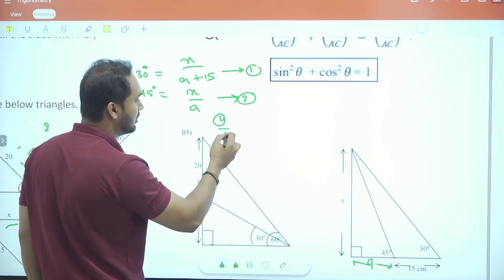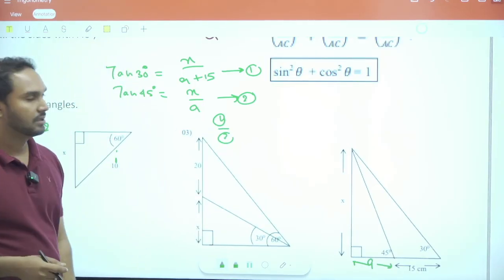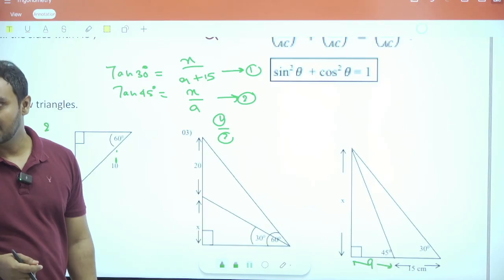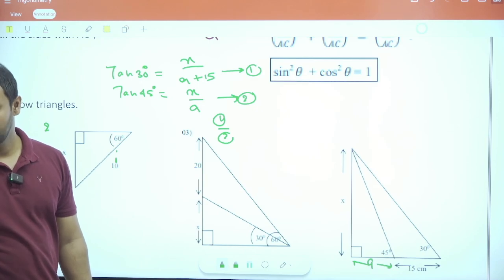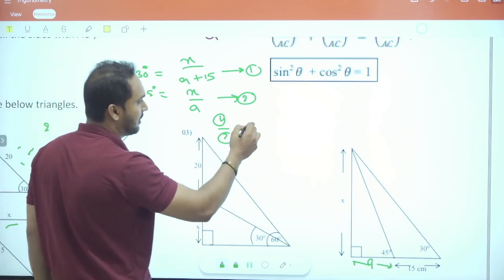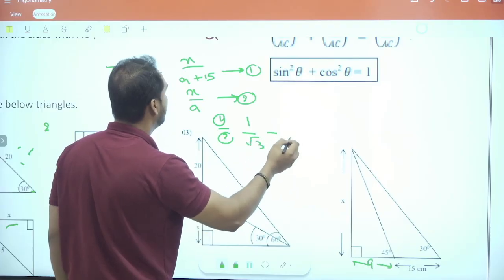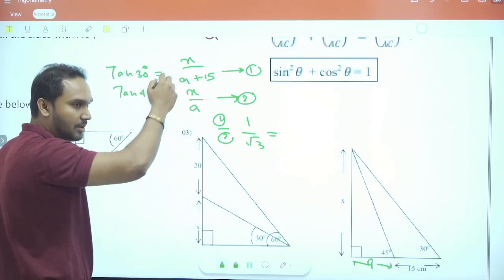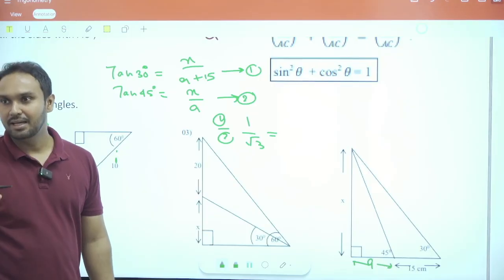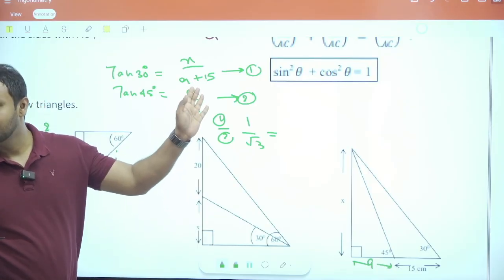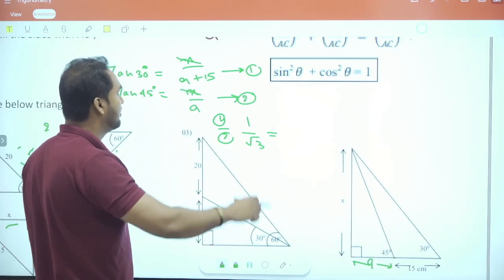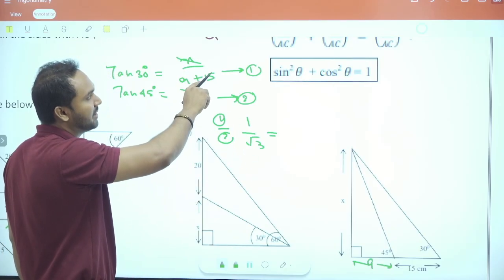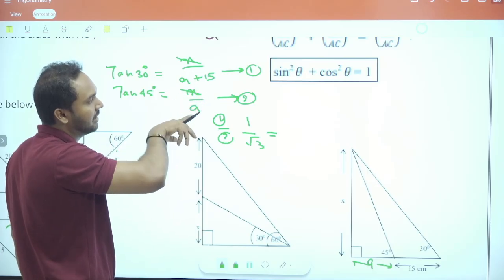1 over 2. So tan 30 is how much? 1 over root 3. Tan 45 is 1. So you divide 1 over root 3 by 1, and we'll get the same answer, that is 1 over root 3. So 1 over root 3 on this side equals, what happens to the x? So x to x cancels out. You understand it now, right? So what happens here? 1 over a plus 15 is there and the a is here.